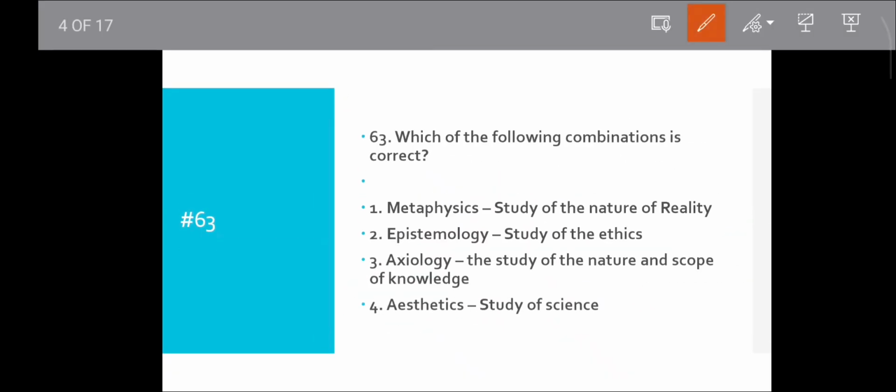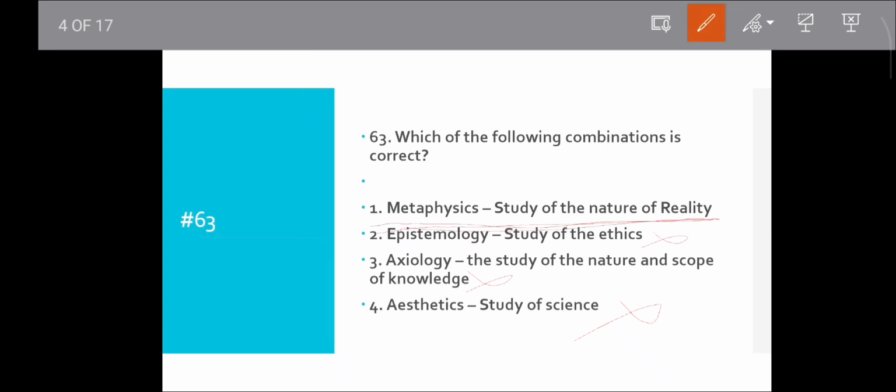Question number 63. Which of the following combinations is correct? Metaphysics, study of nature of reality. Obviously, study of nature of reality. Epistemology, study of ethics. It is not. It is axiology. Axiology is the study of nature of knowledge. It is the epistemology, so it is not. Ethics, study of science. No. Okay. Metaphysics is the correct answer.